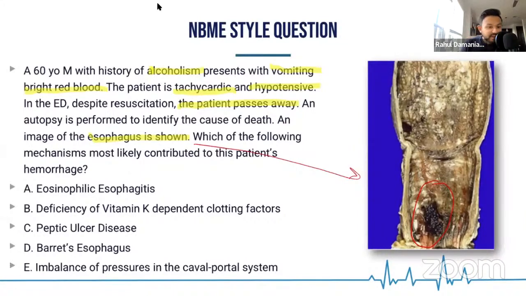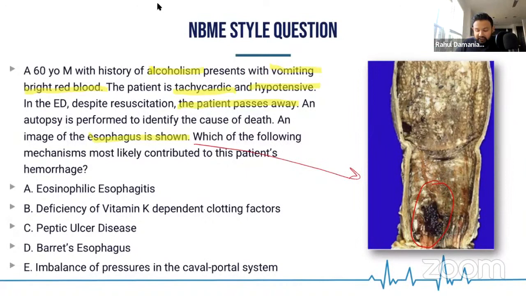A, eosinophilic esophagitis. B, deficiency of vitamin K-dependent clotting factors. C, peptic ulcer disease. D, Barrett's esophagus. Or E, imbalance of pressures in the caval portal system. Go ahead and put into the chat box what you think the answer is.